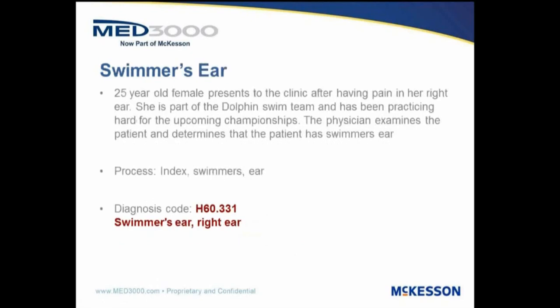Swimmer's ear. This is very straightforward in this example, but the 25-year-old presents having pain. She's part of a swim team. The physician does the examination. It's easy to determine it's swimmer's ear. So again, our code here is for the right ear, so that falls in your alpha and then the appropriate numeric.